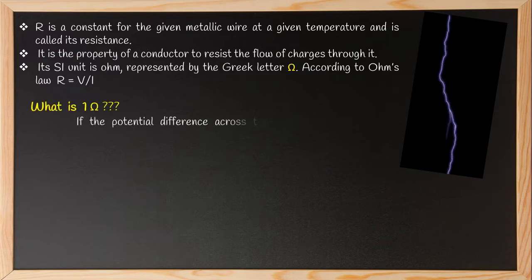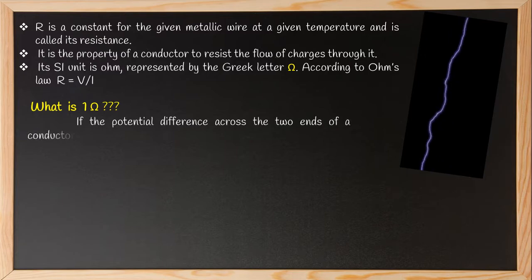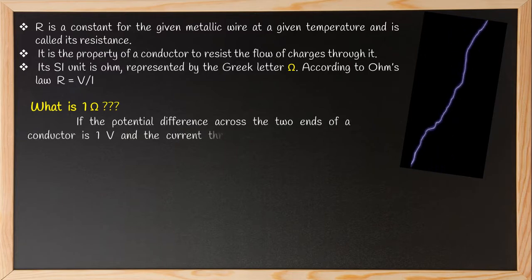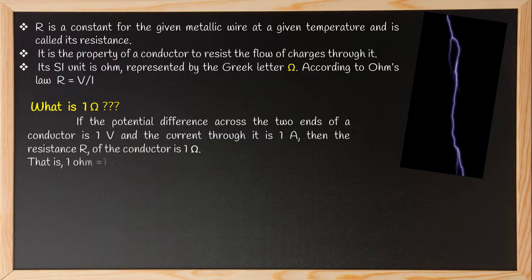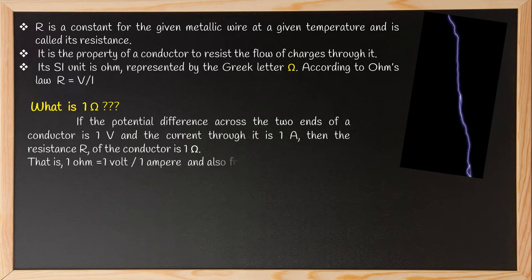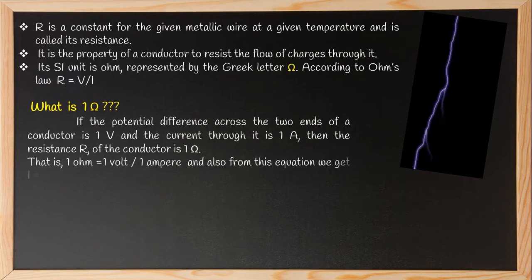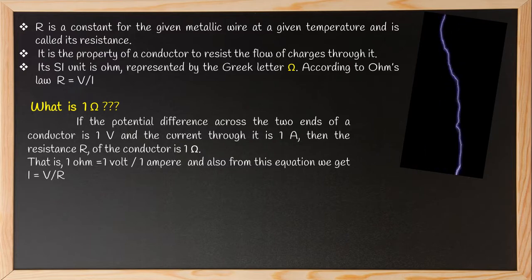If the potential difference across the two ends of a conductor is 1 V and the current through it is 1 A, then the resistance R of the conductor is 1 ohm. That is, 1 ohm is equal to 1 volt by 1 ampere, and also from this equation we get V by R is equal to I.